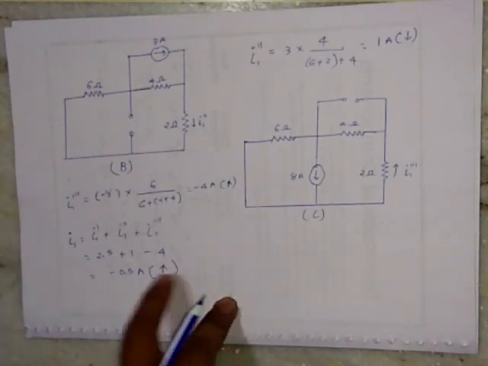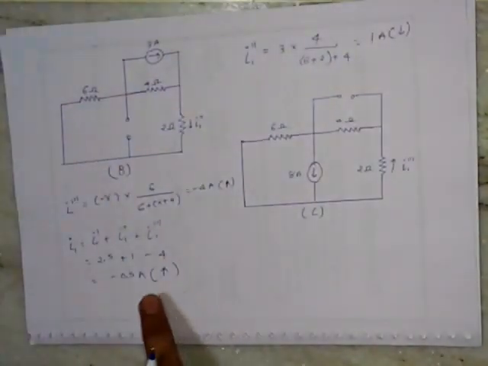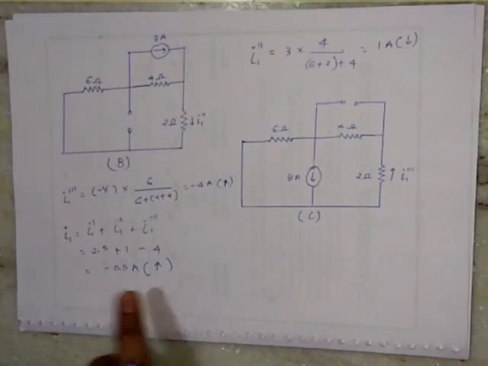Why is it upward? Because initially we took the current direction as downward, but as the minus sign comes here, that means it is in the upward direction.